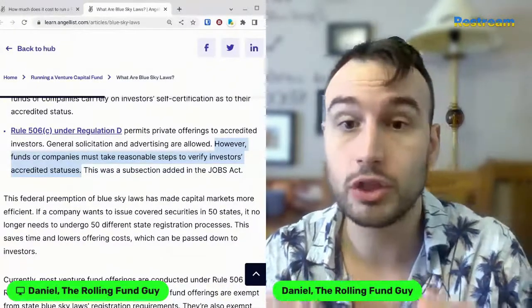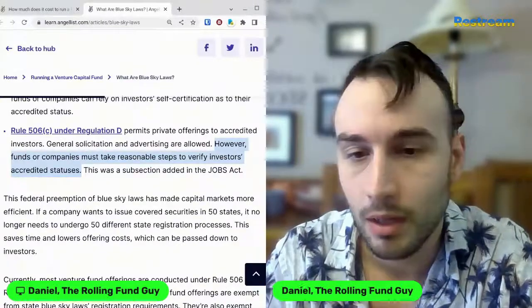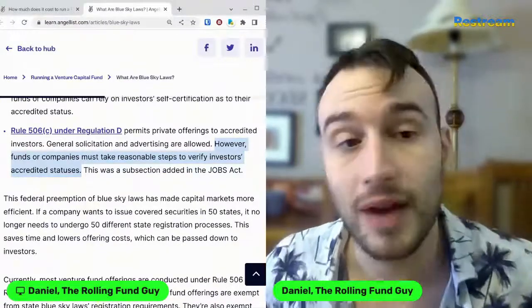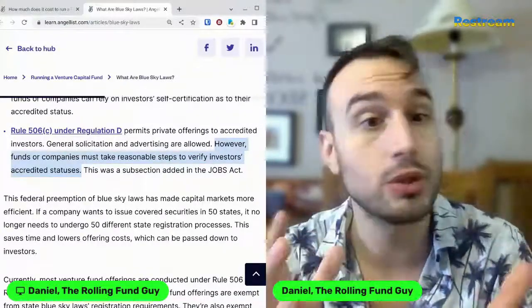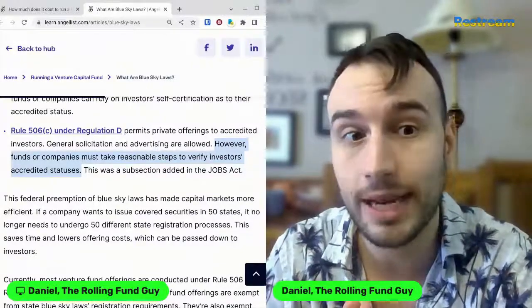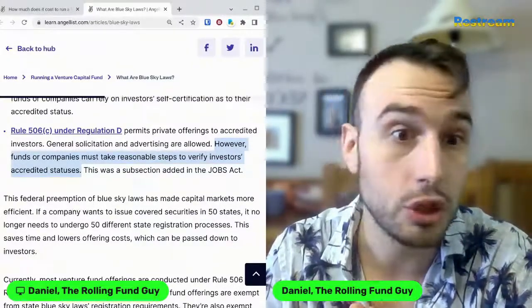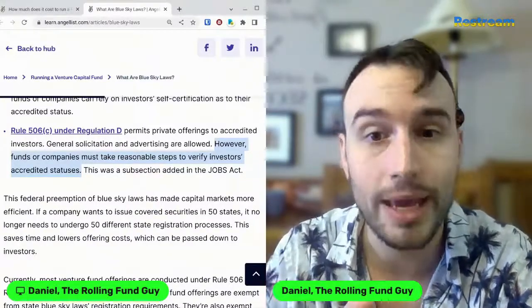The big thing here is that you have to take, quote, reasonable steps to verify accreditation. The good news is that AngelList provides that as a service. When you run your fund through the AngelList platform, they take care of verifying accreditation status. So for you as the GP, there's no extra work. That's what those fees that we discussed earlier are paying for.